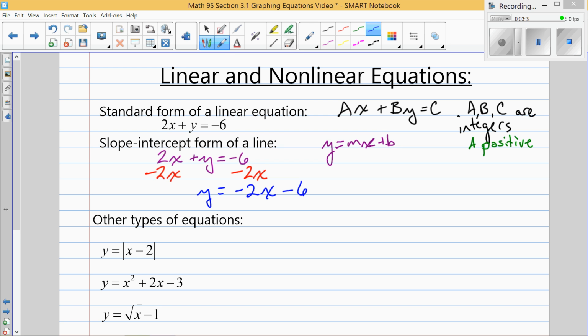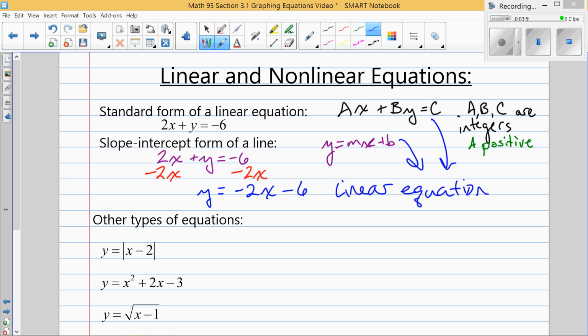Here's my mx, here's my b. This is called a linear equation, as is the standard form. These are both linear equations. Other types of equations you might encounter.